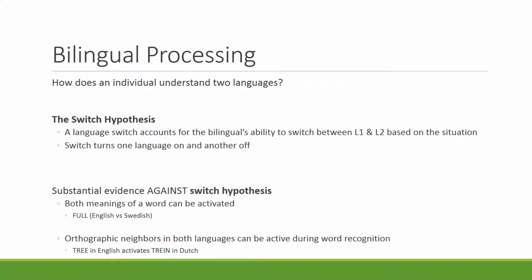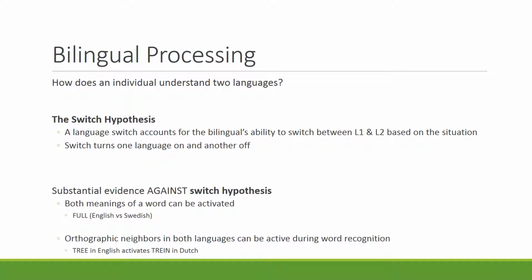We've also got evidence from orthographic words. Orthographic neighbors in two different languages can be active during word recognition. So an example of this, let's say you're given the word tree. It's an English word, but you also happen to be a speaker of the Dutch language. A very similarly spelled word is trein, T-R-E-I-N. A lot of similar letters, and it means something different. It actually means a train, just like the word train in English. Spelled slightly differently though. So if you give someone the word tree, this actually slightly activates the word trein in Dutch.